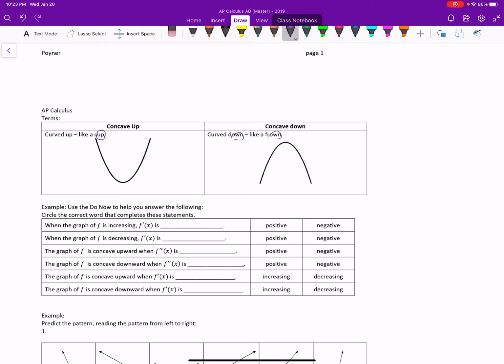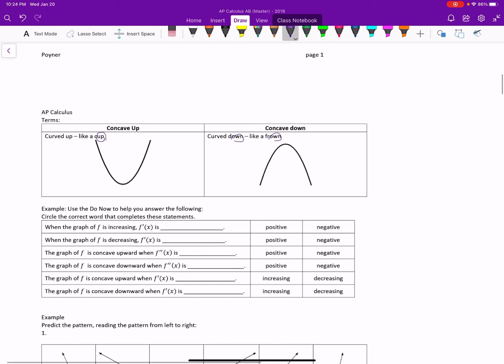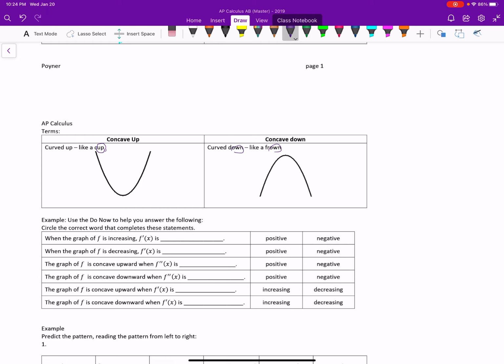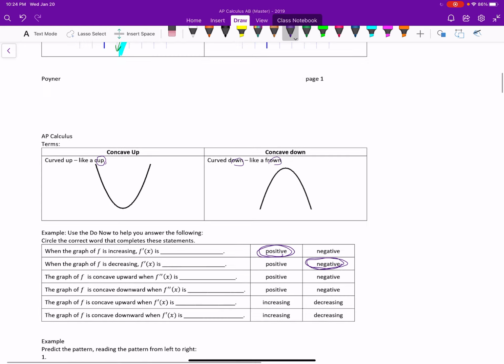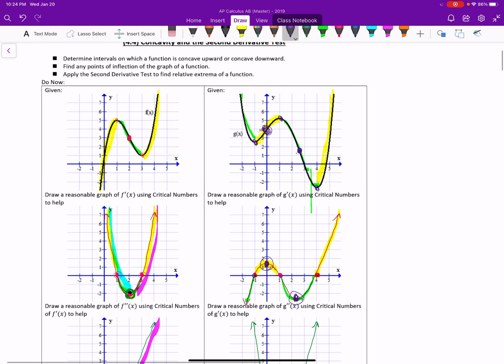So if you look at your do now, circle the correct word that completes the sentence. When the graph of f is increasing, f prime is going to be positive, hopefully. And when the graph of f is decreasing, we know f prime is negative. That is from the last unit. But if the graph of f is concave up, let's look where that happens.